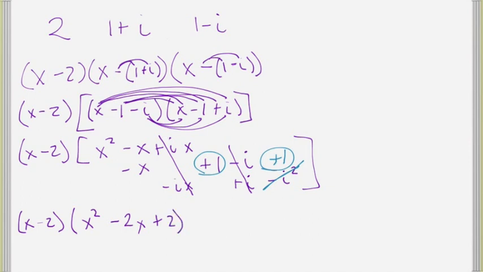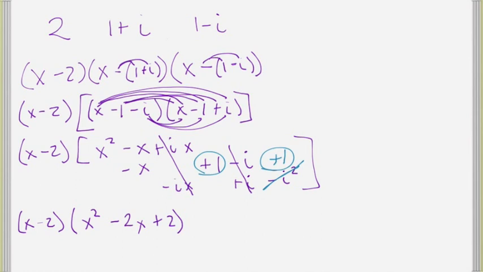And all the imaginaries are gone, and that should happen every single time. You should have no imaginaries left in your answer. Part of that jargon at the beginning of the problem said real coefficients, so that means all the i's should end up disappearing in the end. If you end up with any i's left, something went wrong.